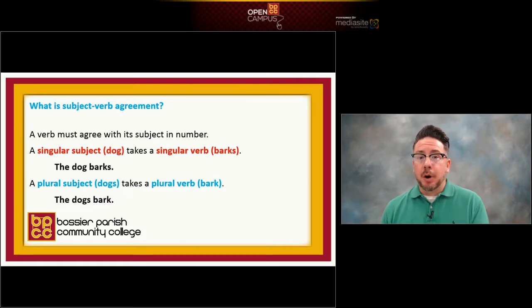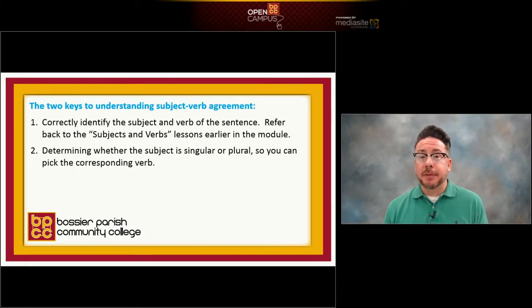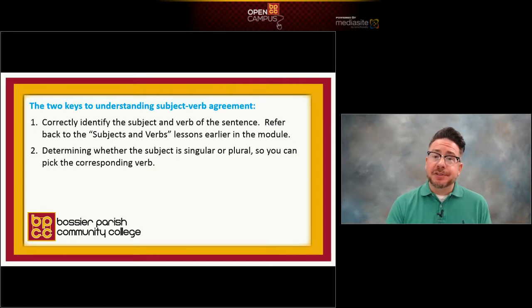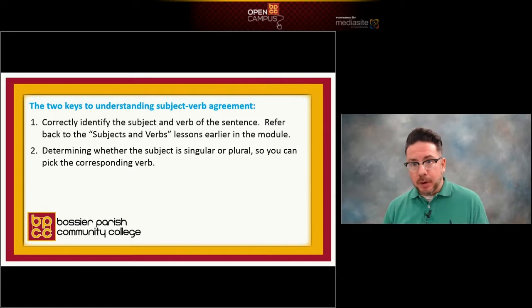The dog barks. The dog, or dog, is singular. So you have to have the singular form of the verb, which is barks. If you have a plural subject, it must take a plural verb. The dogs bark. Dogs is plural, so you must have the plural form of the verb, which is bark.